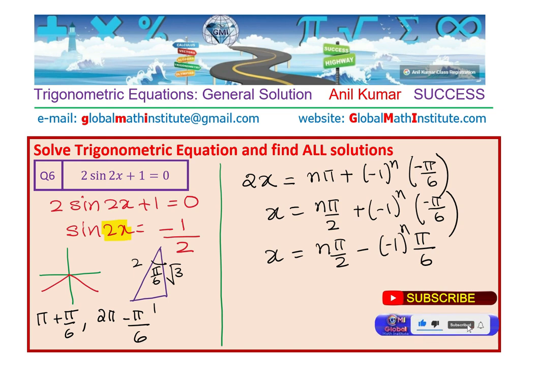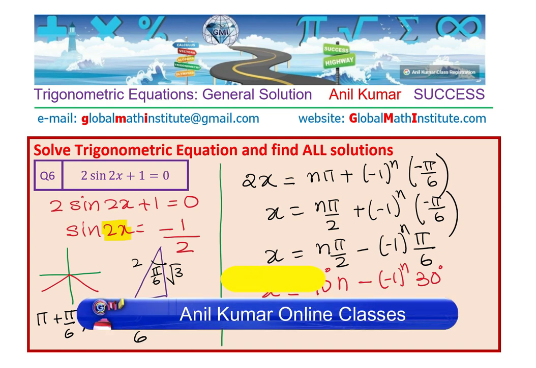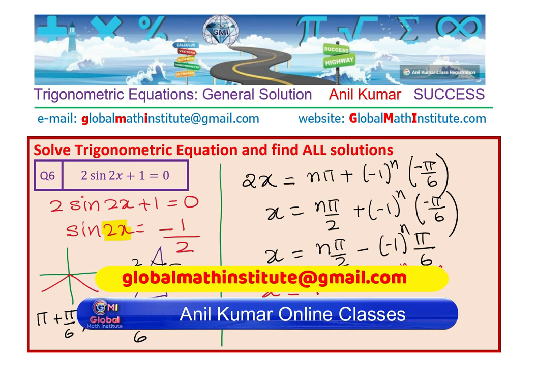Perfect. If you're working in degrees, of course, x equals to pi by 2 is 90, right? So we'll prefer to write 90 first. n minus 1 to the power of n, and pi by 6 is 30 degrees. So 30. Is that clear to you? That is the way of writing a general solution for our trigonometric equations.